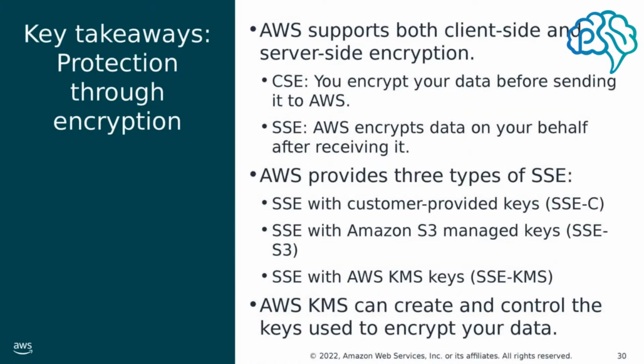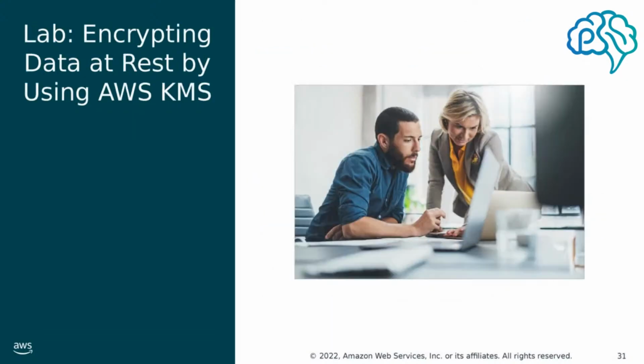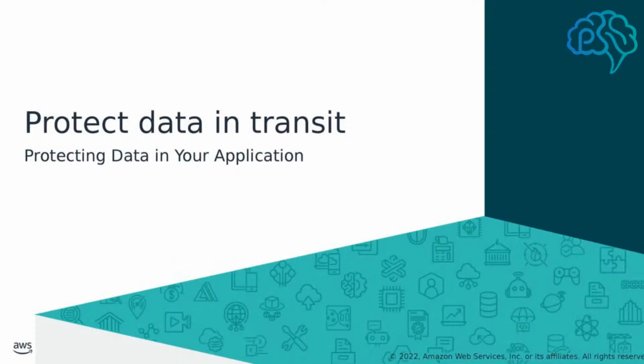So what are the key takeaways here? The key takeaways are that there are different kinds of client-side and server-side encryption, and there are 3 types of server-side encryption as well. And Amazon KMS is used to control the keys and really act as a high-level service for encryption. Okay, let's talk through here about some other things.